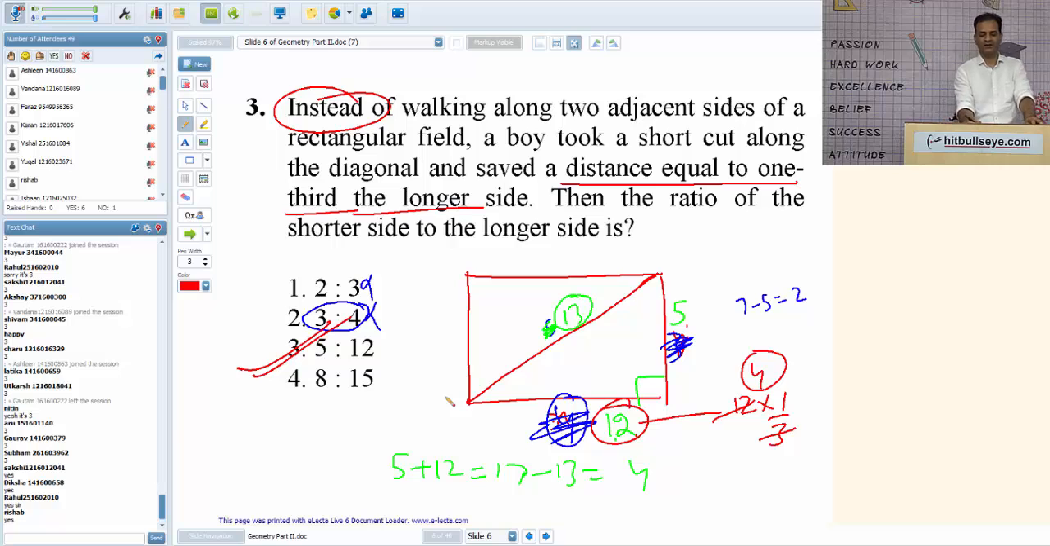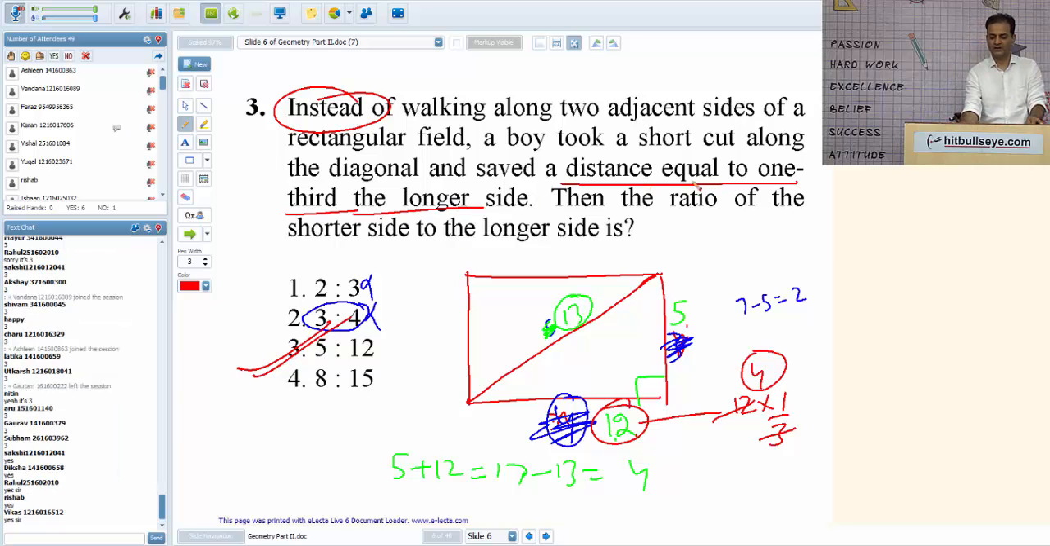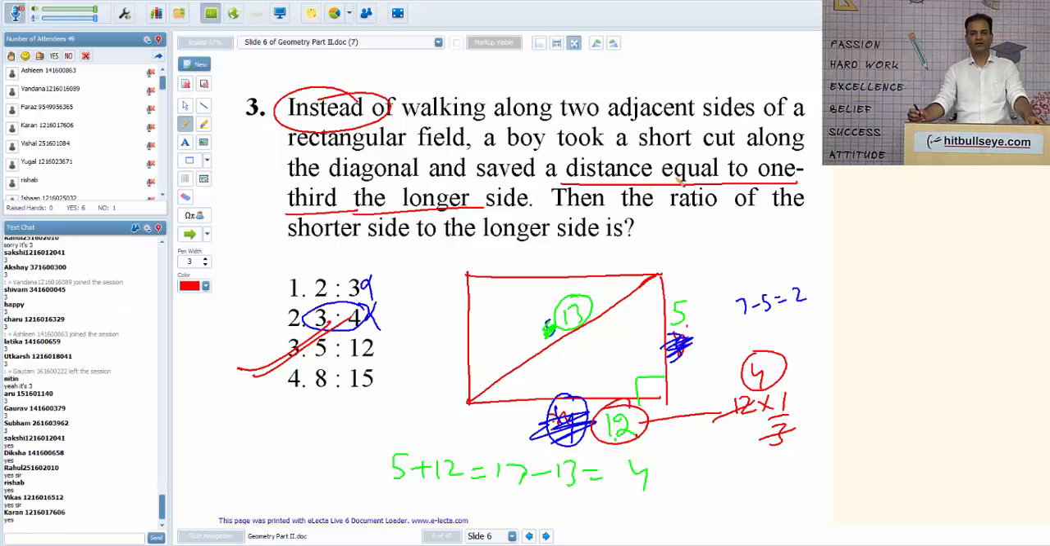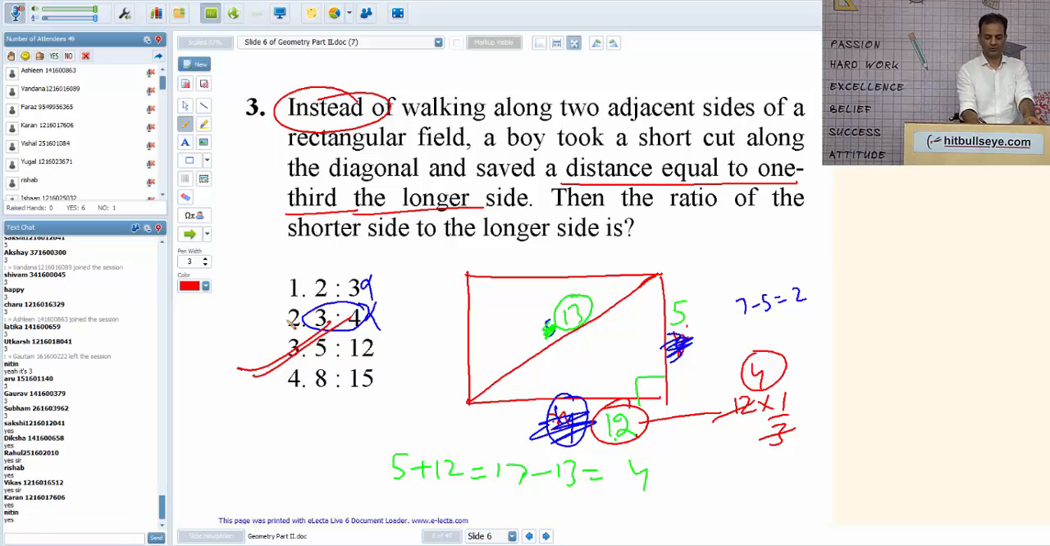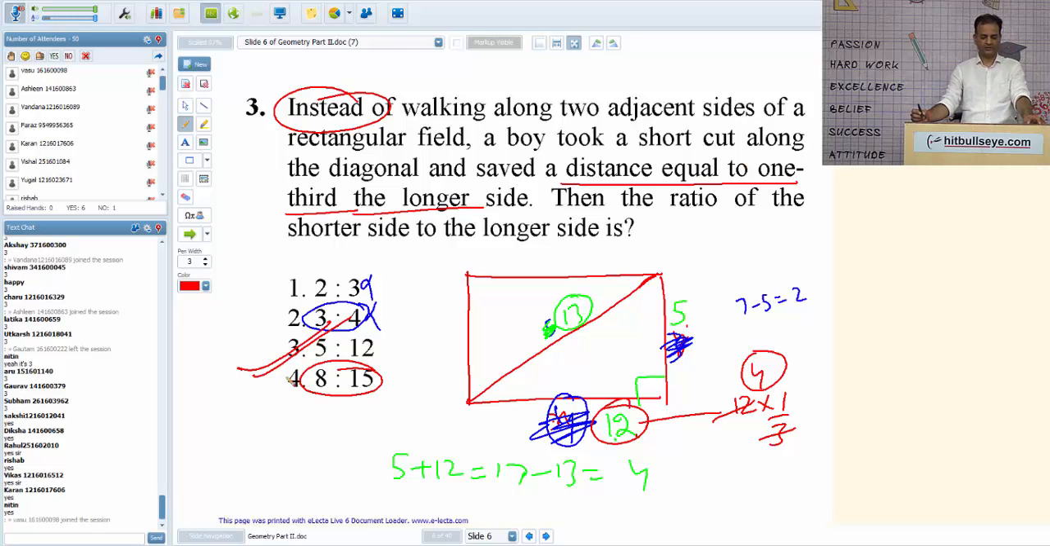In CAT, by moving, he had saved a distance equal to half the longer side. When it is half the longer side, the answer should be 3, 4. 3, 4, 5. He is saving 2, half of 4 is 2. But here I have changed the question to 1/3. If you put 8, 15, it is not possible. Okay, now move to the next question.